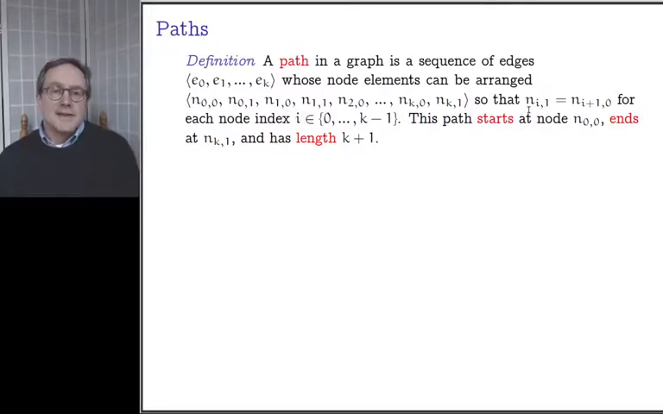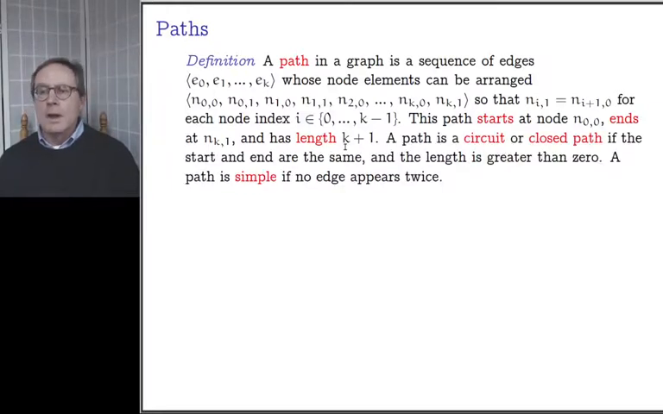It's harder to write down than it is to say. The path starts at node n00, ends at node nk1, and it has length k plus 1. Okay. Now, there's a lot of vocabulary words here. A person has to be careful not to get lost in the vocabulary, but some of it is necessary. So a path is a circuit or a closed path if the start and end node are the same, and the length is greater than 0.